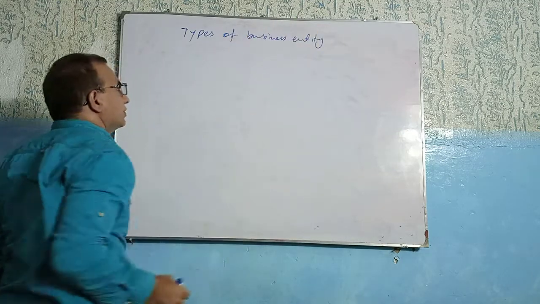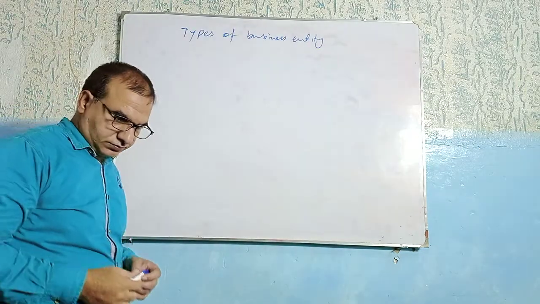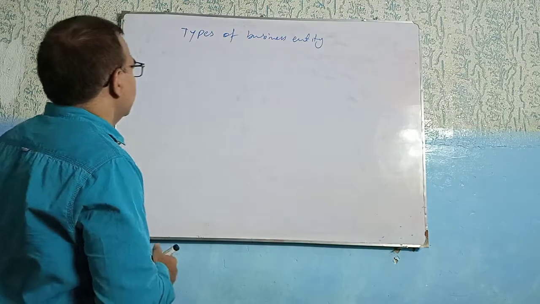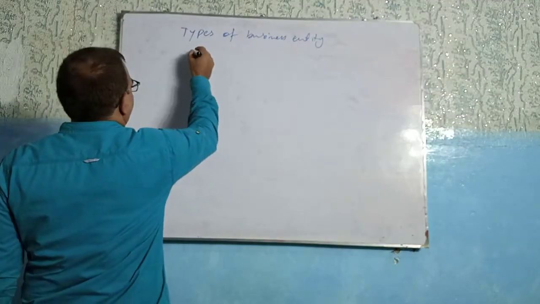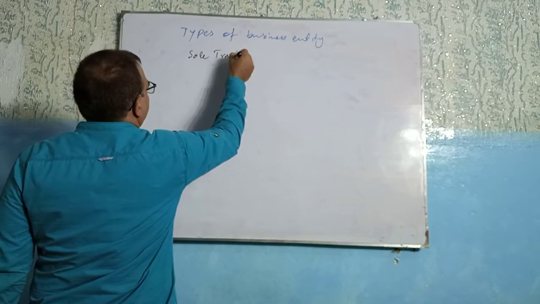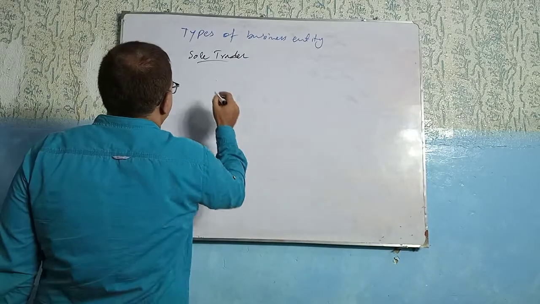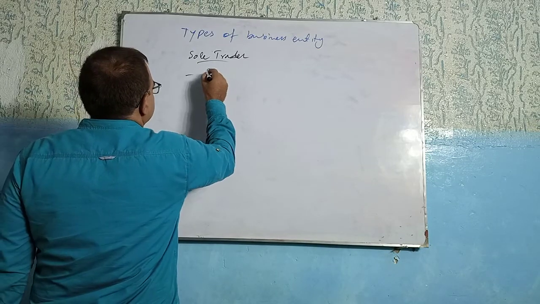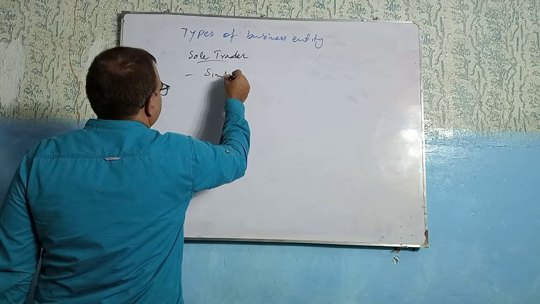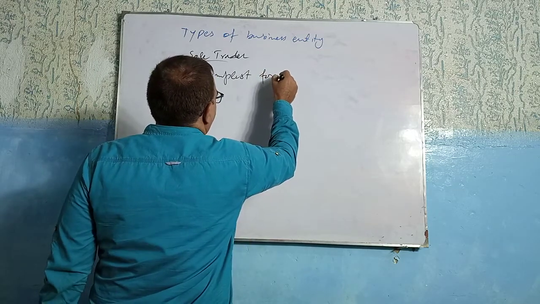What are the options? First of all, the easiest form. The easiest and the simplest form is sole trader. You don't need to meet many formalities. This is the simplest form. Go get a job and start selling and buying. Simplest form of business.